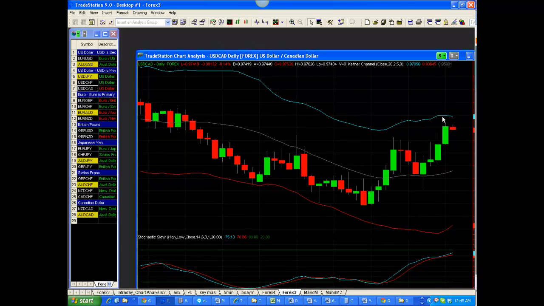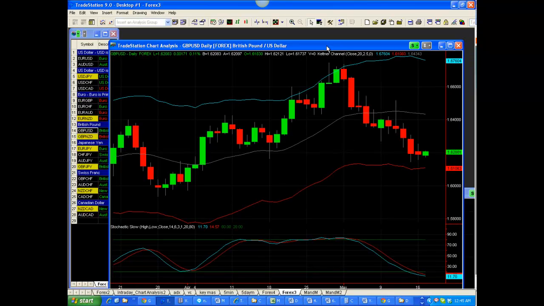Here's the loonie. Looks like the upper Keltner is going to be tested. And let's see, here's the pound. Looks like the lower Keltner is going to be tested. So not much setting up here.